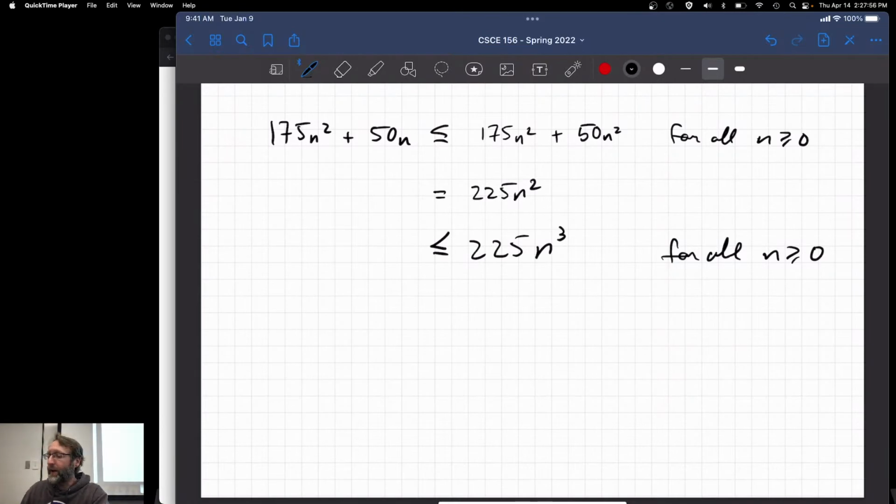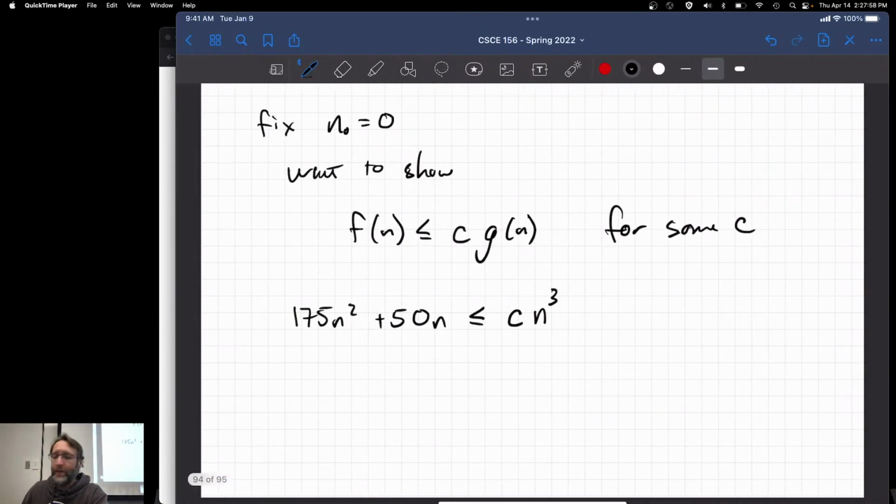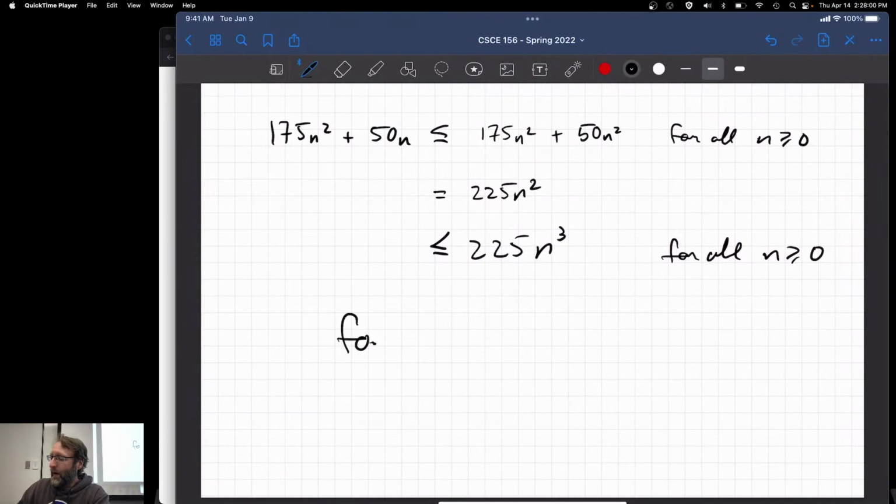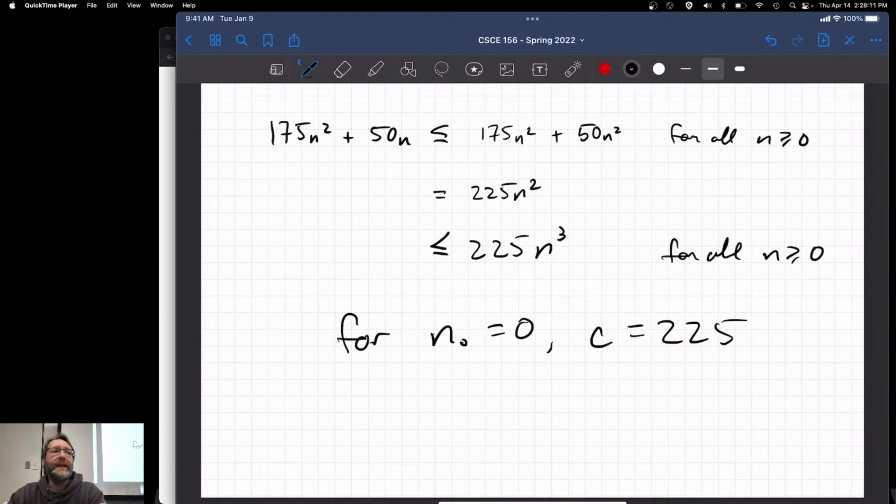Now, does that look like the right-hand side? Yeah. For n naught being 0 and c being 225, then the inequality holds. And you've proven that f of n is big O of g of n. Way easier than the first technique of finding roots and crossover points and stuff like that, right? All you need to do is start out with the left-hand side, f, and just make it bigger and bigger and bigger until it looks like g of n. Right? And then you've got your c.